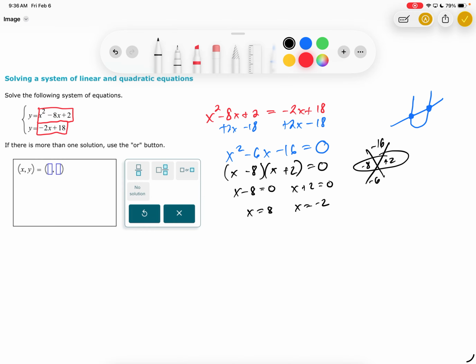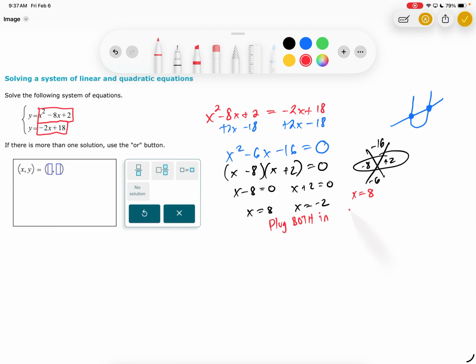Now previously, once we got one answer, we had to plug it in to find the other answer. So now I have to plug both in because just like in my picture over there, I'm going to have 2 points of intersection.